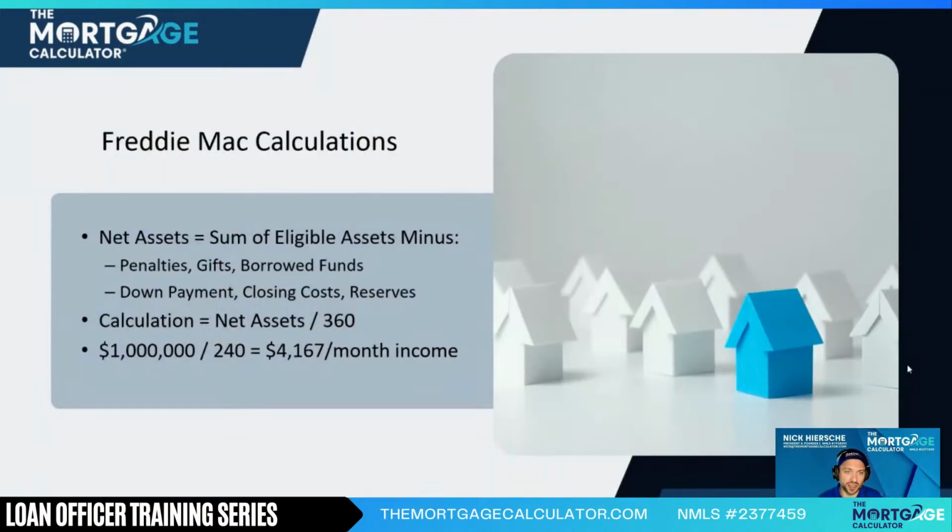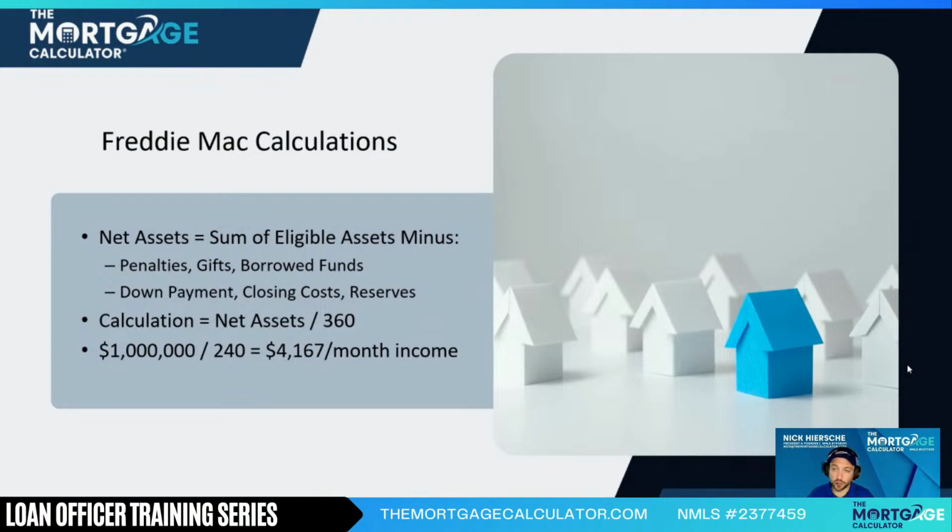Now let's get into the calculations. So Freddie Mac has a pretty simple calculation here. So this is the one we're going to start with. It's going to do it a little bit different than the rest. So these are going to be net assets, which is all the eligible assets that we went over, minus penalties, gifts, borrowed funds, and down payment, closing costs, and reserves. And then we're going to take that figure and divide it by 360, so the full term of the loan, typically for a 30-year loan.